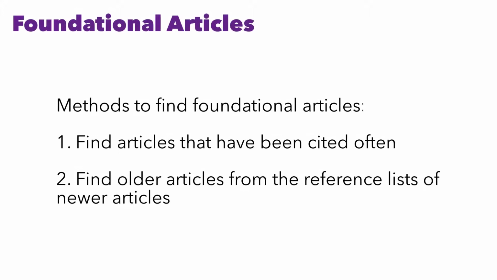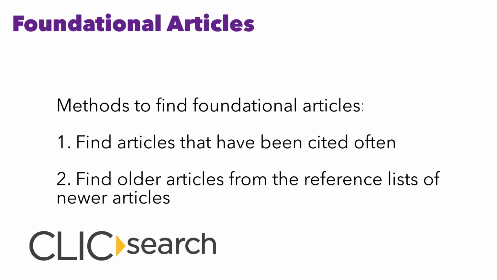Search through reference lists of all your articles and look for older articles that continue to be cited, and look for scholars that keep popping up because they do a lot of research in this area. When you have an article title, look it up in ClickSearch to get the full text, or request it if we don't have it. When you have an author name, look them up in Scopus to see what all they've written.